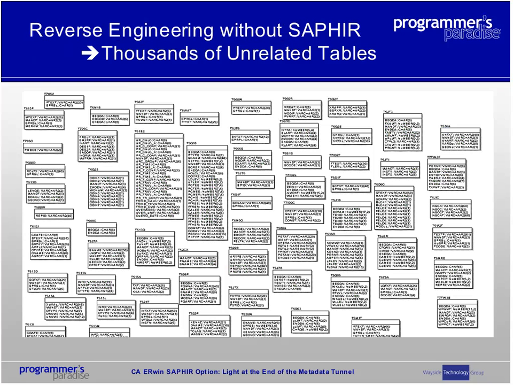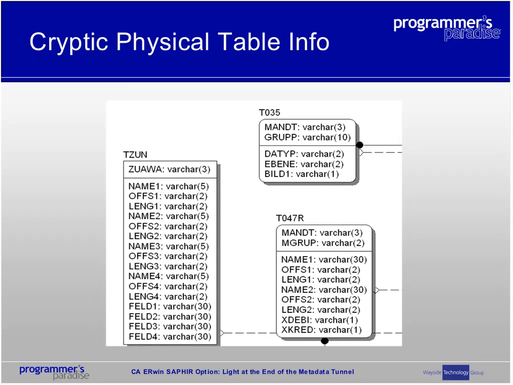So when you reverse engineer without SAPHIR, you basically get thousands of unrelated tables, right? And it's all cryptic. It's all in some German language. It's very difficult to understand. Maybe NAME, I know what one column out of all of this is, but wait a minute. Now I have name 1, name 2, name 3. What is that? Why do I have field 1, field 2, field 3? How can I go decipher all this information?